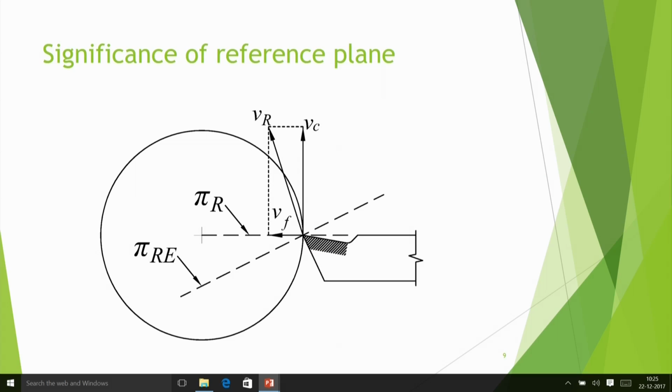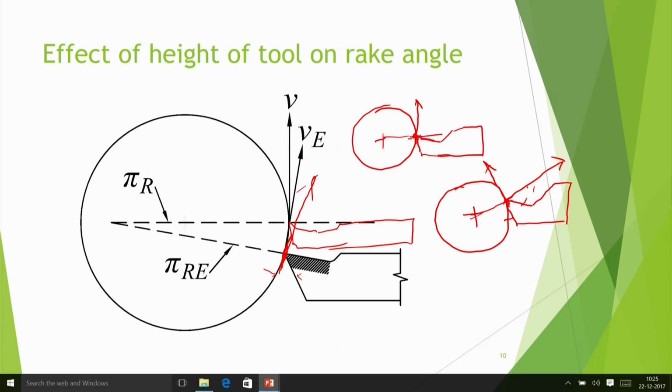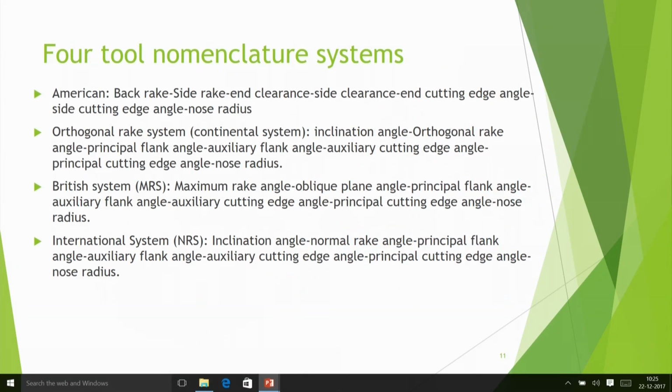Now, we have shown here the significance of reference planes and the effect of the height of the tool on rake angle. Then I now discuss that there are in fact 4 types of nomenclature systems. Just now I have told only one, that is the American system. In the American system, we have the back rake angle, which is also called side rake angle, and the back rake, which is also called top rake.